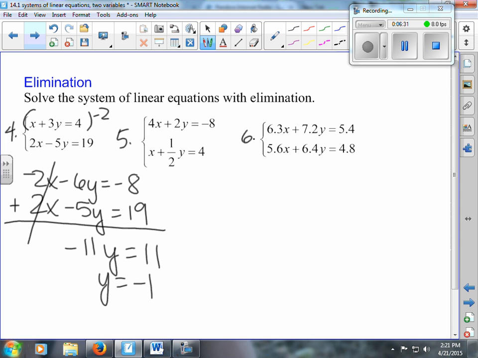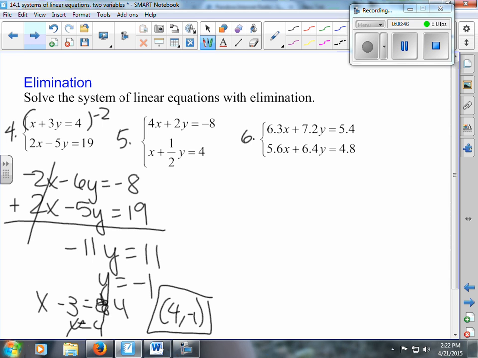And now I can go back to either of the 2 original equations. I'm just going to go back to the first one. And so x equals 4. And so my solution here is (4, -1). I believe this way is faster. Let me leave number 5 for you guys to do, and I'll work on 6.